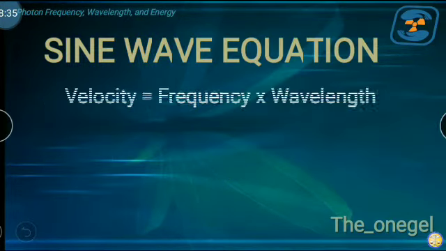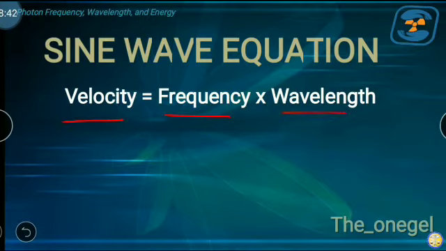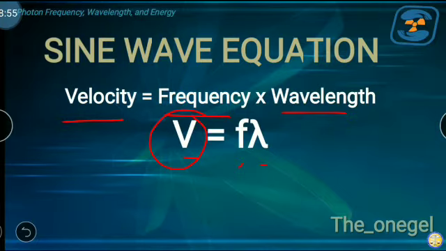So velocity is equivalent to frequency multiplied by the wavelength, or V equals frequency times lambda. Okay? So, again, class, hindi na natin hahanapin si velocity because that is constant. So, ganito yon para mas simple yung pag-analyze natin.